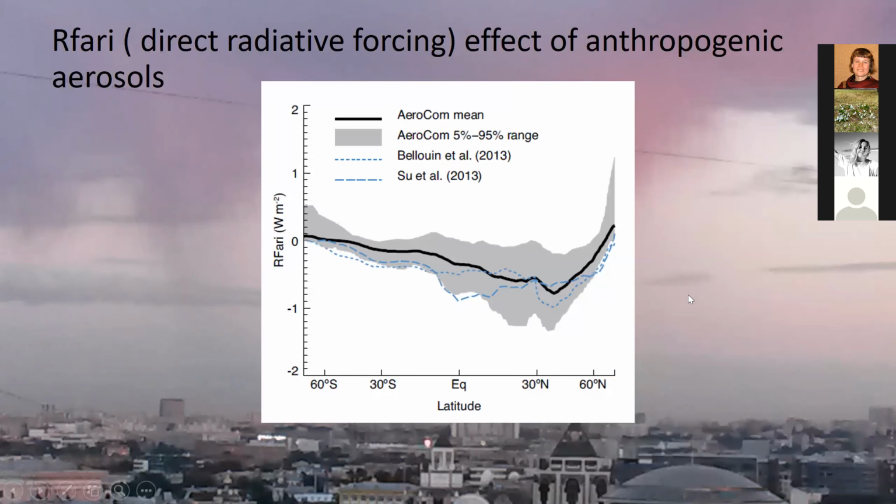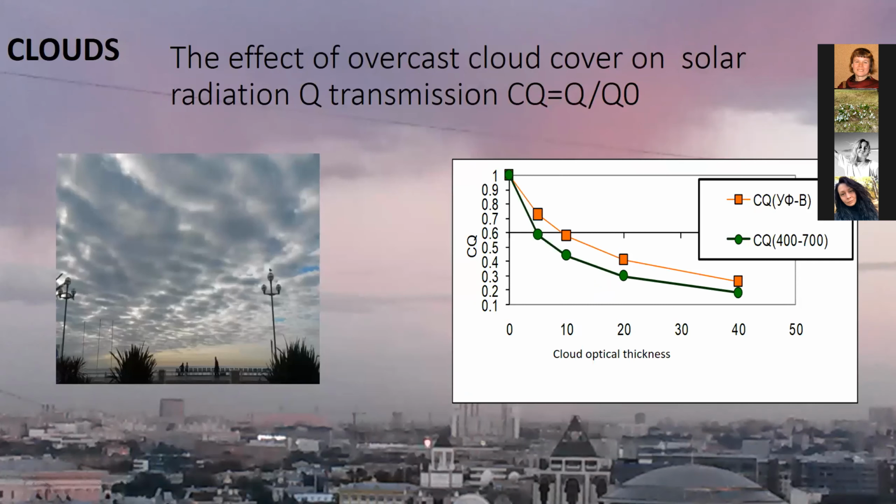Here is how this aerosol effect, the direct aerosol effect at the top of the atmosphere, changes at different latitudes. This is only the anthropogenic aerosol effect, so that's why this is quite small in value. And speaking about cloudiness and its direct effect, we can use several metrics.